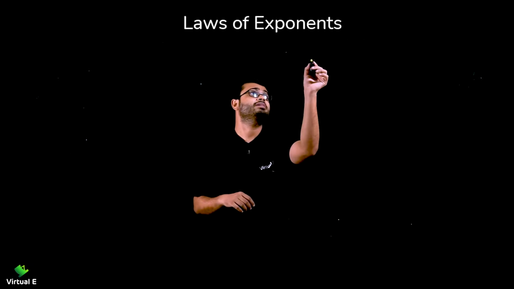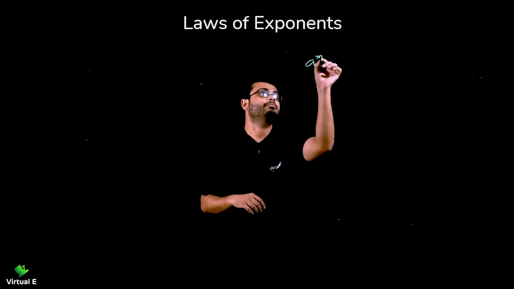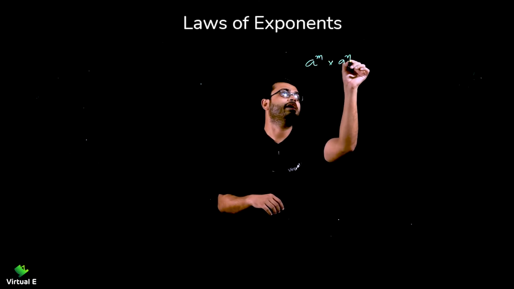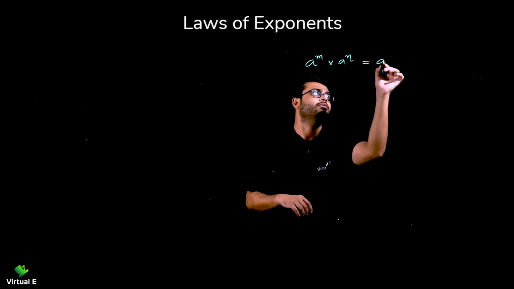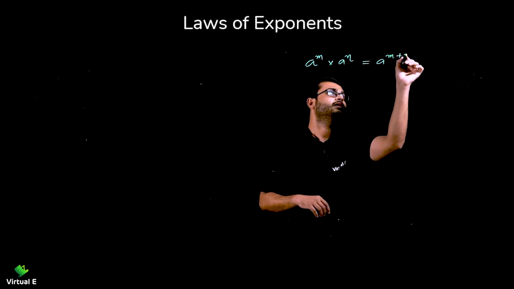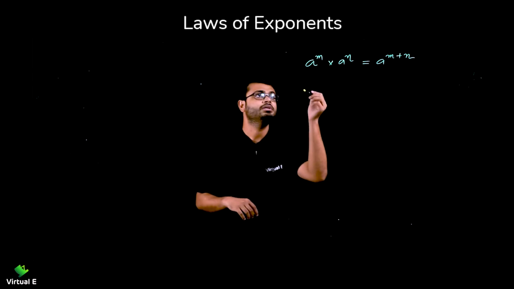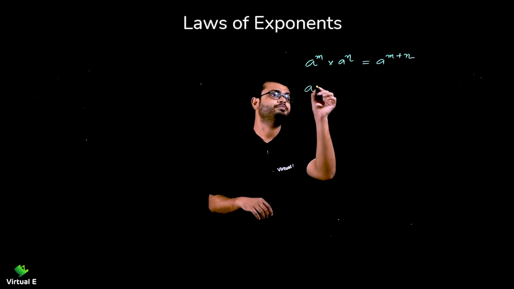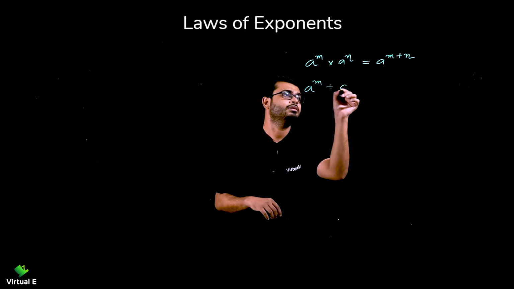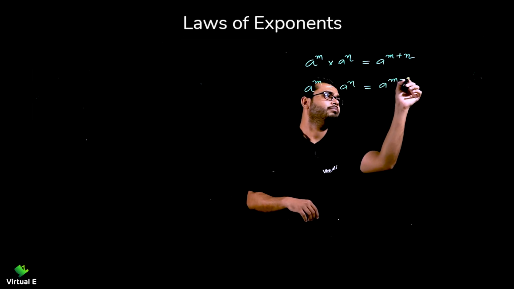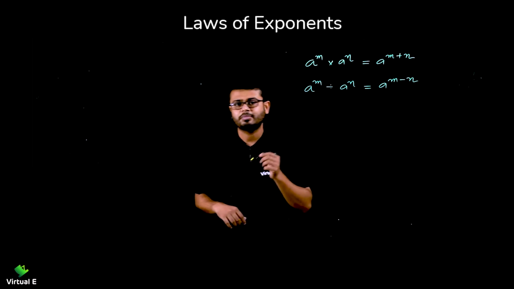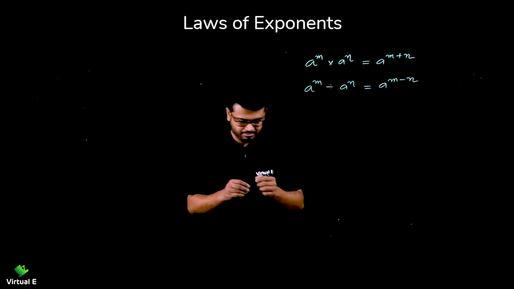So I'm taking the same base, a raised to m multiplied by a raised to n. If there is a product, then we are going to add the powers. Very simple. Now for the division, what are we going to do? a raised to m minus n. Subtraction. This is for the same base.